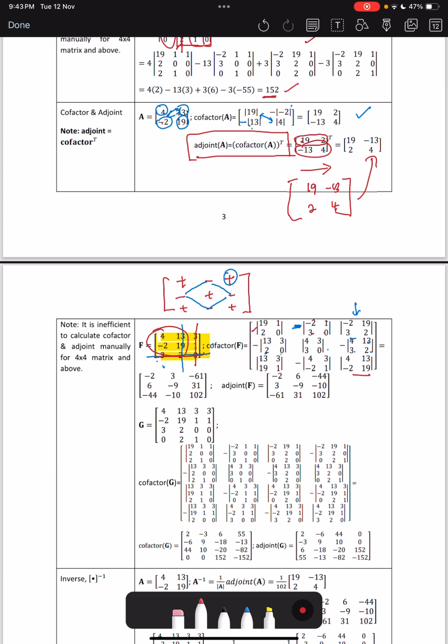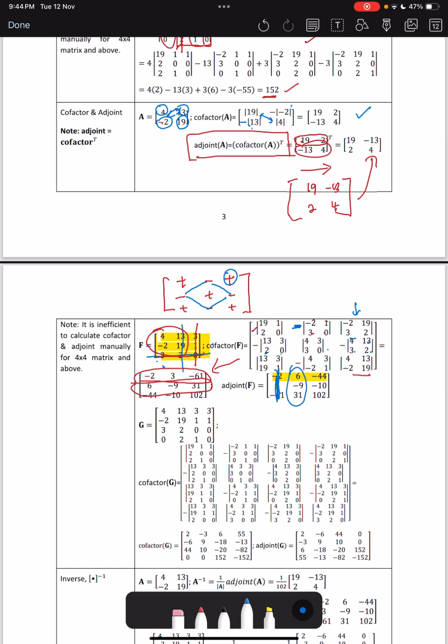Okay, and then when you solve the determinant for all, you will get this is the cofactor. So the adjoint is actually the cofactor transpose. Instead of this one, now it becomes this one. I cannot use this, sorry. Now it becomes this one. So it is transposed.